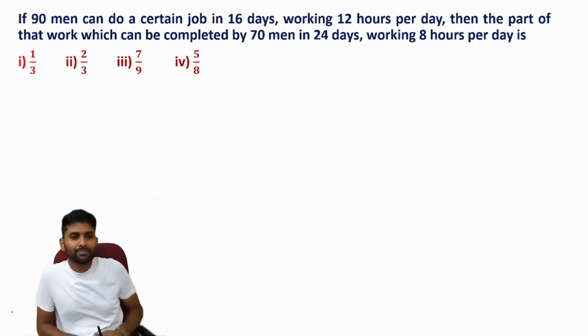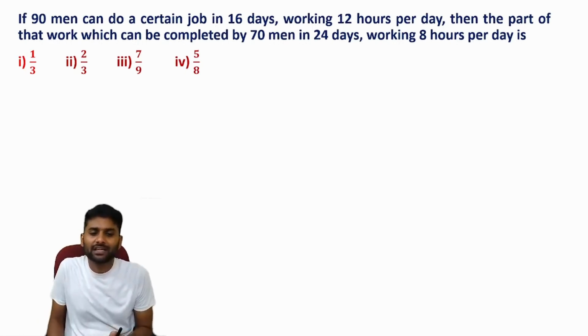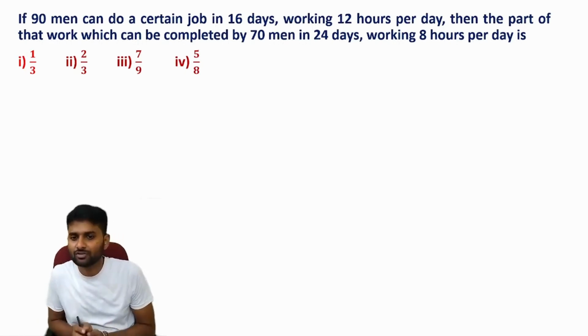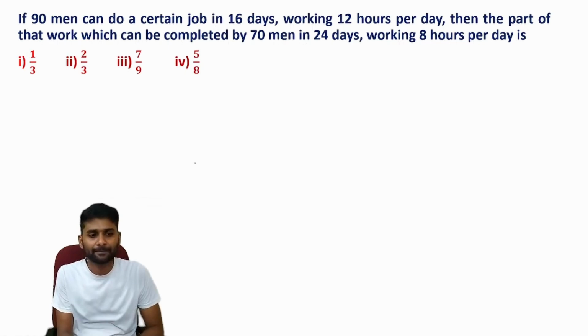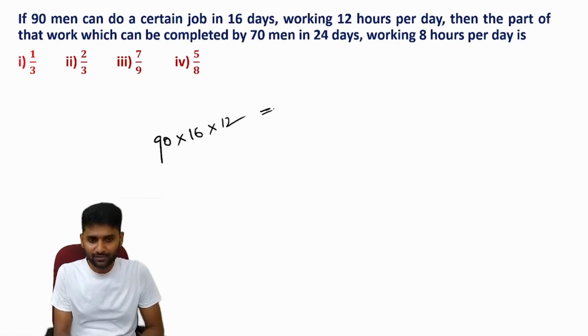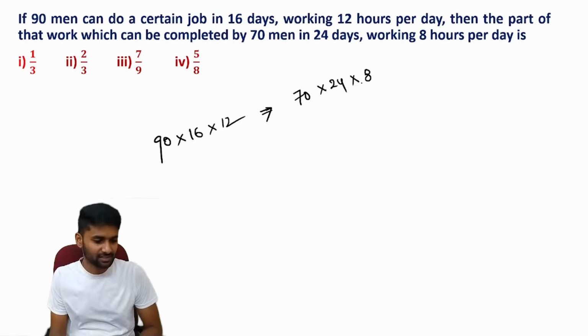Let's see this question. 90 men can do a certain job in 16 days, working 12 hours per day. Then what part of the work can be completed by 70 men in 24 days, working 8 hours per day? Now see, 90 men can do the work in 16 days, working 12 hours per day. This work, we are assigning to 70 men for 24 days, and they work for only 8 hours. So how much fraction of the work will they complete?